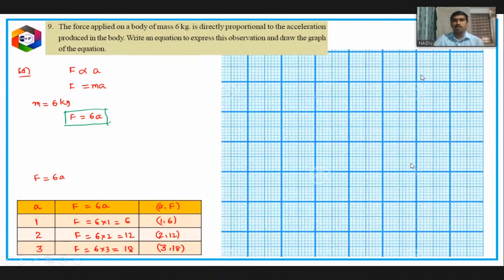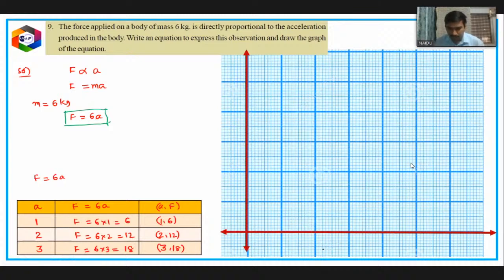Yes. Observe children, here is the graph sheet. Now we have to plot this point. So again, I'm going to draw the x-axis and y-axis. Here is the x-axis and here is the y-axis. On the x-axis, I'm going to take the acceleration. This is acceleration.